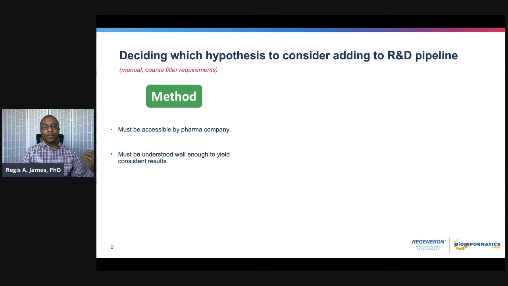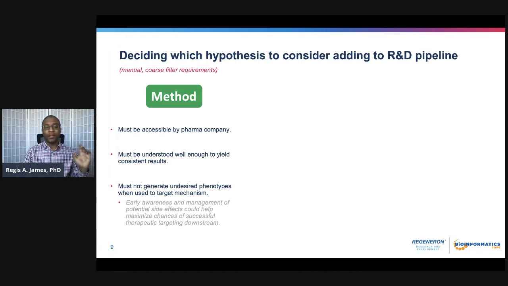And then also you must be able to understand the method well enough so that you can use it consistently and then yield consistent results. It must also not generate undesired phenotypes when used to target the molecular abnormality, the target mechanism.